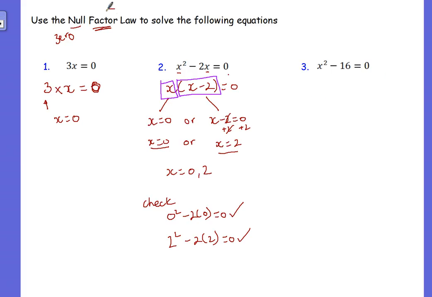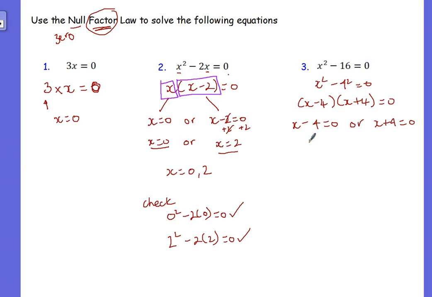We have to get them into factor form before you can use the null factor law. I've got two terms separated by a minus. I can use my dots. So I could write it as that, which means I'm going to have x minus 4, x plus 4 as my two factors. So that's saying either x minus 4 equals 0 or x plus 4 equals 0. Doing a little bit of algebra, I need to add 4 to both sides. So x is going to be 4. Here I take 4 from both sides. X is going to be minus 4.